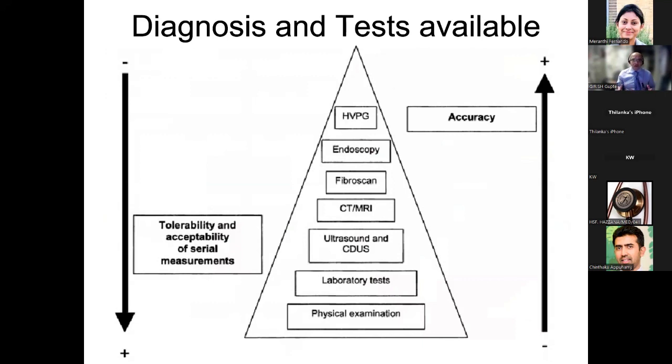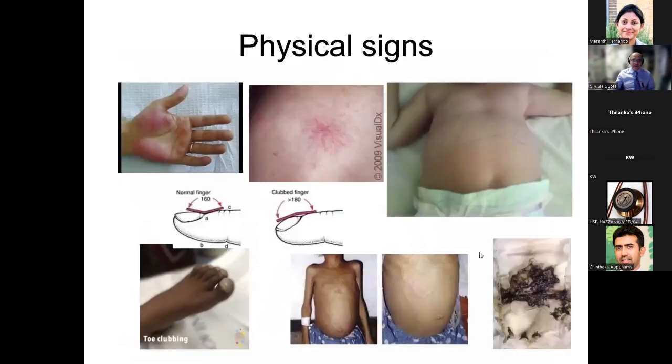So what are the diagnosis and tests available for us really? The challenge is that the tests which are easily available are least accurate in the diagnosis, while the tests which are the most invasive are the most accurate, going from physical examination, laboratory test, ultrasound scan, CT, MRI, fibroscan, endoscopy, and a hepatic venous wedge pressure gradient. And I'll dwell on these briefly as we go through the presentation.